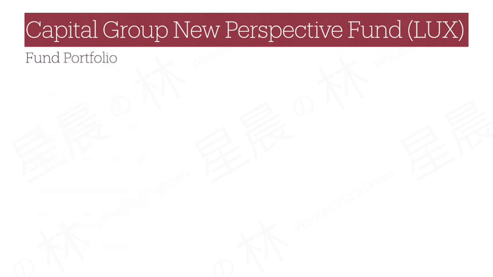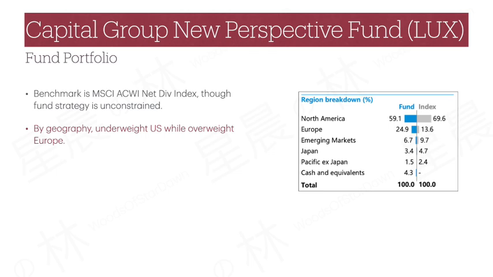Next, let's see how the fund strategy translates into the actual portfolio. Again, the benchmark of the fund is the MSCI All Country World Index Net Dividends Index. But remember, the fund strategy is unconstrained, and therefore deviations from the benchmark are expected. The screenshots here are from the November 2024 fund fact sheet. On geography breakdown, the fund is currently underweight US at 59%, but overweight Europe at 25%. Emerging markets and Asia total only about 10%.